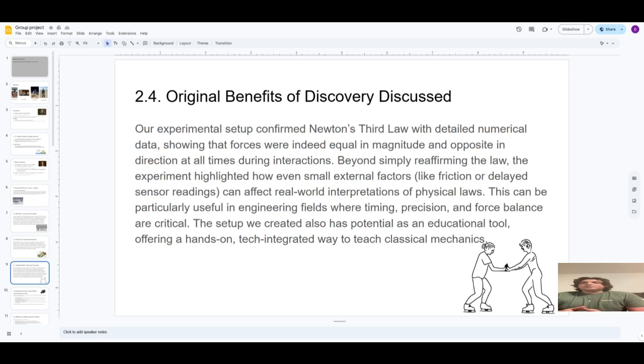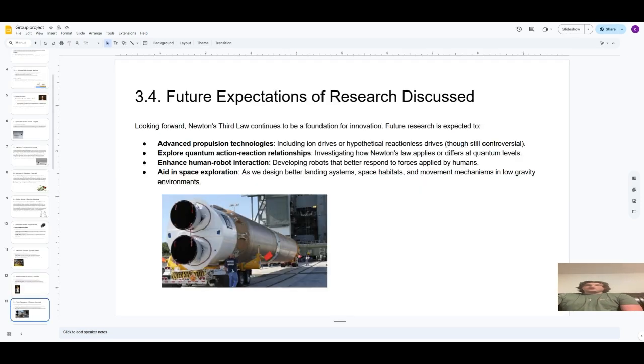Beyond simply affirming the law, the experiment highlighted how each small external factor can affect real-world implications of physical law. This can be particularly useful in engineering fields where time, precision, and force balances are critical. The setup we created also serves as an educational tool, offering a hands-on, tech-integrated way to teach classical mechanics.